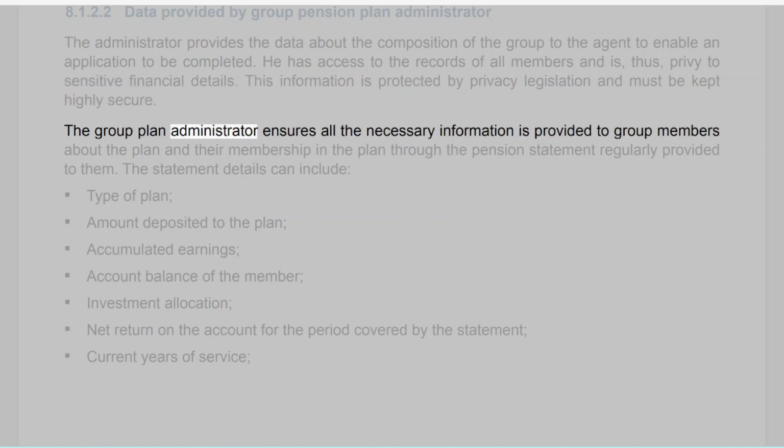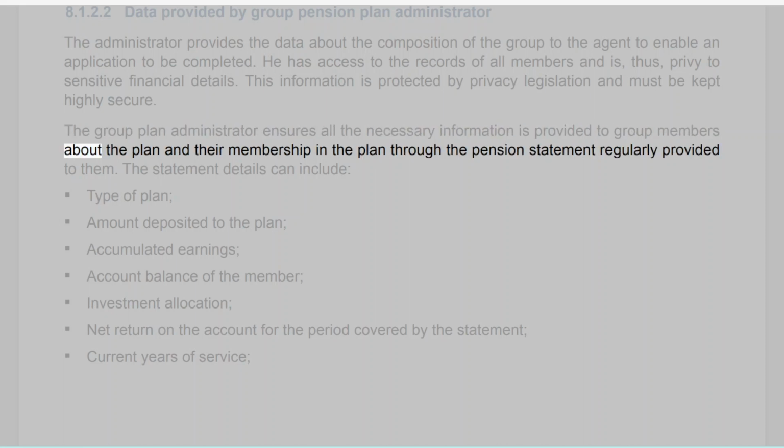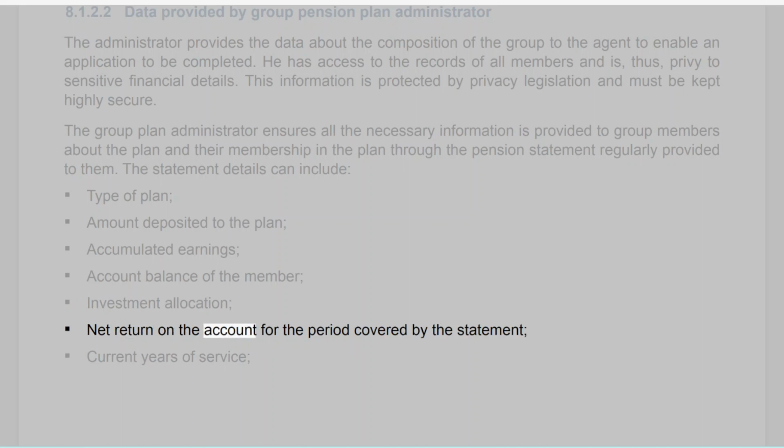The group plan administrator ensures all the necessary information is provided to group members about the plan and their membership in the plan through the pension statement regularly provided to them. The statement details can include type of plan, amount deposited to the plan, accumulated earnings, account balance of the member, investment allocation, net return on the account for the period covered by the statement, current years of service.